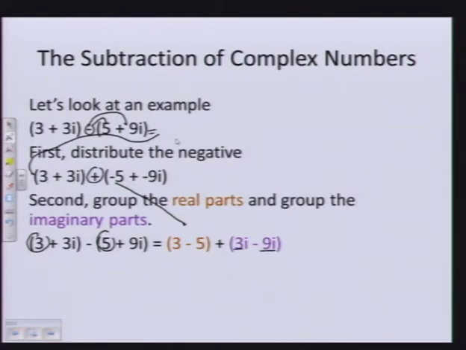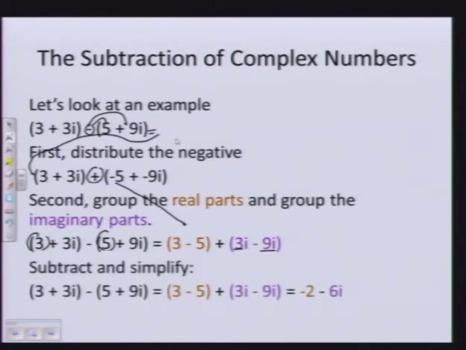Again, we had distributed the negative, and now we're going to add. We group the real parts and group the imaginary parts. We finish this up with our simplification, adding the 3 to the negative 5, or in a sense subtracting. So we have 3 minus 5, that gives us negative 2. And then over here in the imaginary part, we have 3i minus 9i, and that's going to give us negative 6i. So we end up with our solution of negative 2 minus 6i.